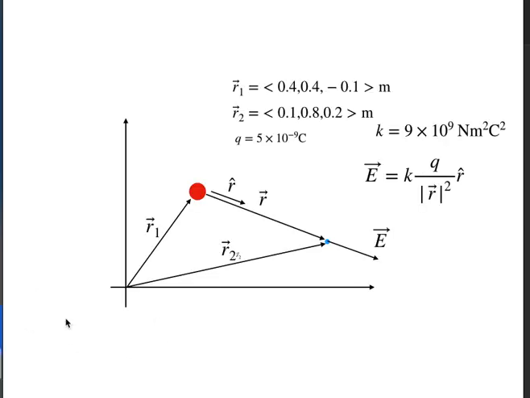Okay, so here is the problem that I want to solve. I have a charge of 5 times 10 to the negative 9th coulombs. It's at this location, 0.4, 0.4, negative 0.1 meters. I just made that up, okay? And I want to find the electric field right here at 0.1, 0.8, 0.2 meters. I'm going to use this equation. You should be able to do this by hand, at the very least, calculate this distance and find the scalar value of the electric field. But I'm going to do it in Python, and I'm going to show you how to visualize it too.